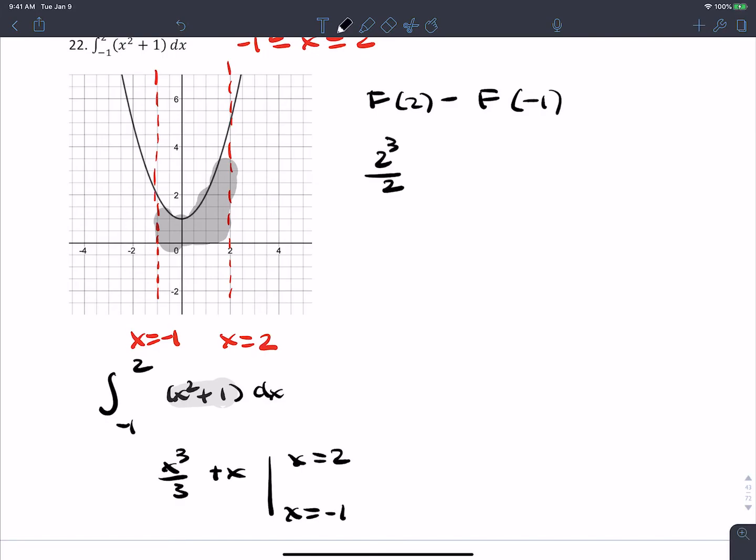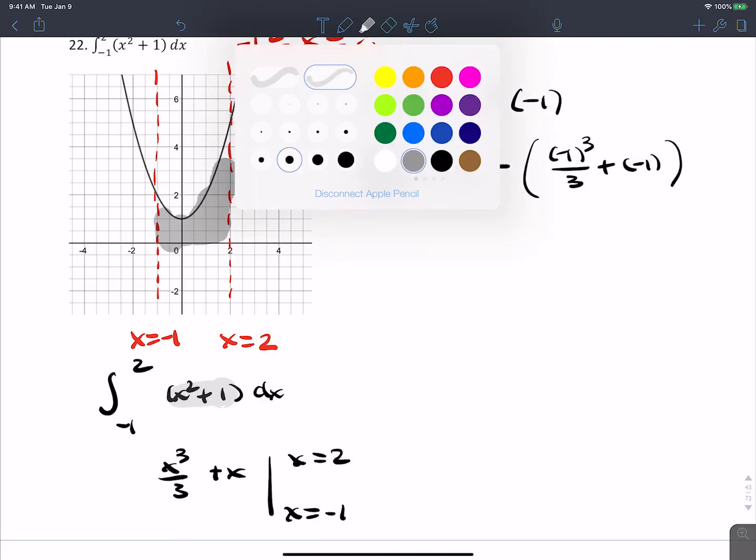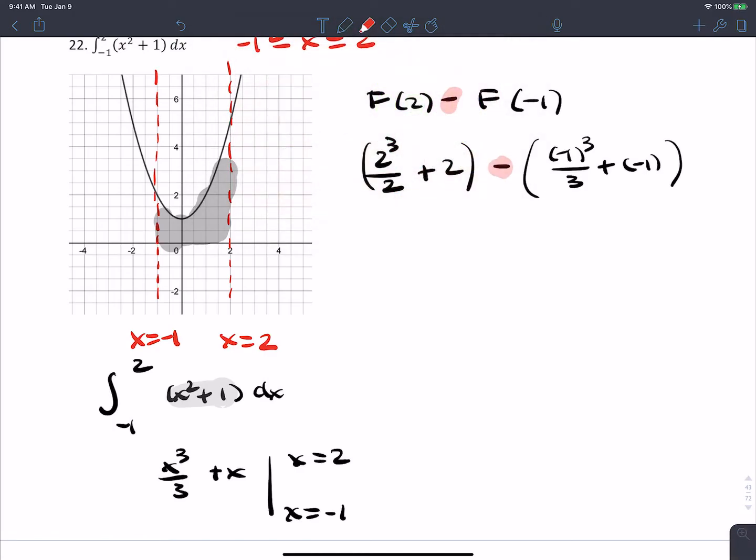2 cubed over 3 plus 2, put this in parentheses, minus negative 1 cubed over 3 plus a negative 1 here. So just be very careful because you can find your errors here. And now use order of operations. This is going to be, isn't that 8 over 2? Plus 2 minus, that's negative 1/3 minus 1.